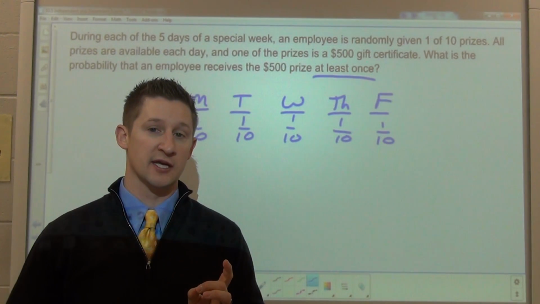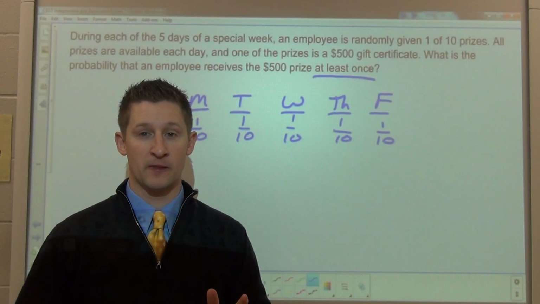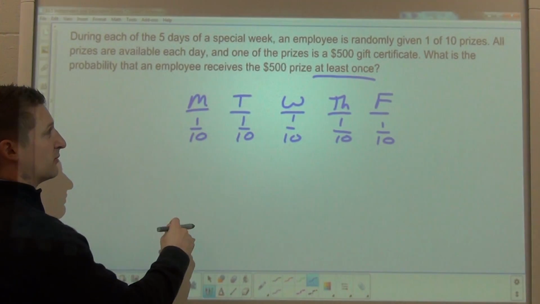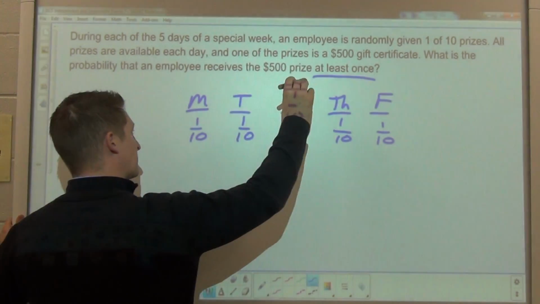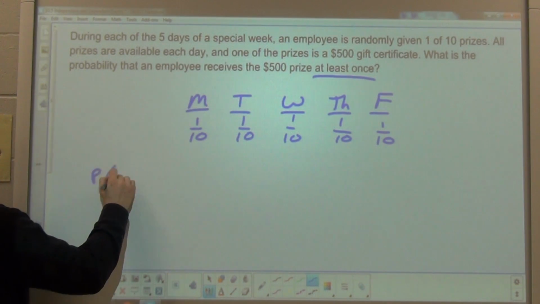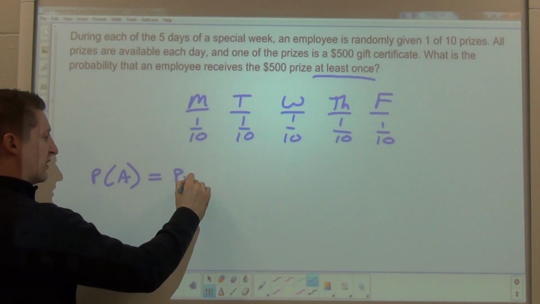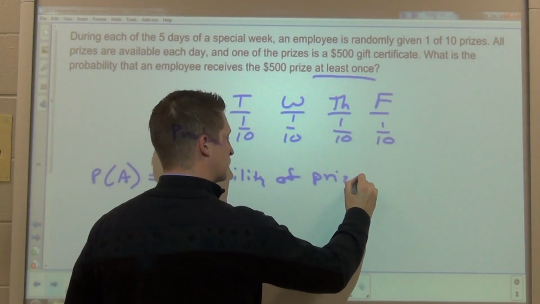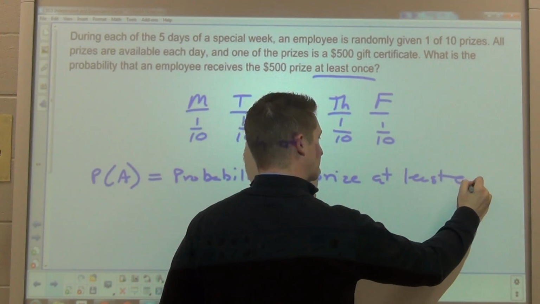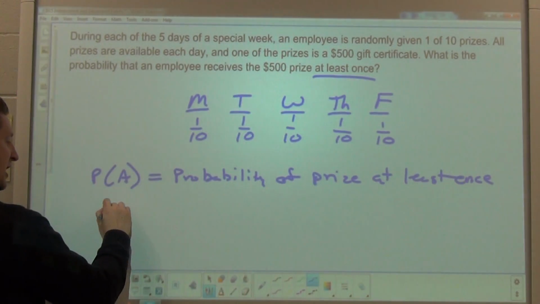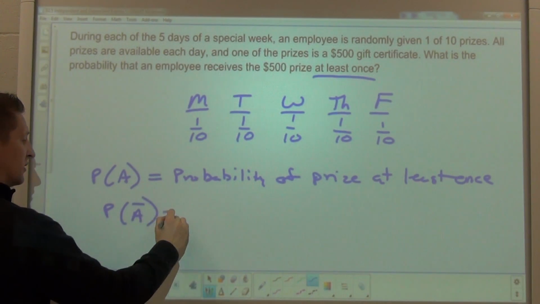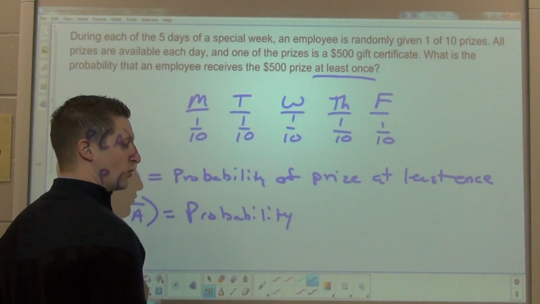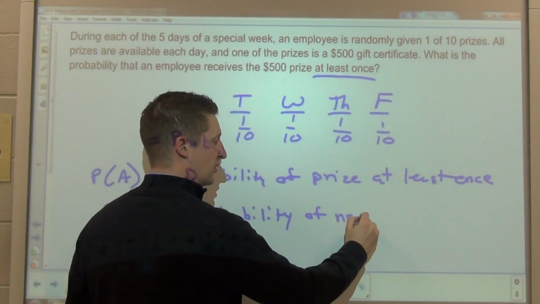So an easier way to work with this would be to use the complement. We learned about the complement in the last lesson. In this case, the complement would be, he doesn't get the prize at all. So if the probability of A, event A, we have the probability of winning the prize at least once. Again, we said there's a bunch of different options, right? The complement to that, A bar, would be the probability of, what's the opposite of getting at least once? Never winning the prize.